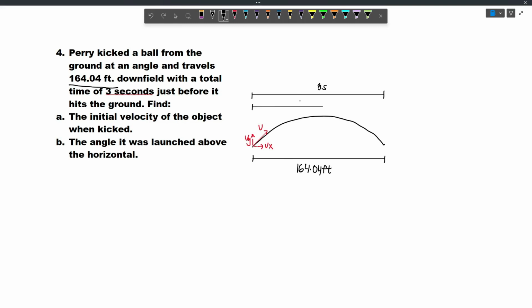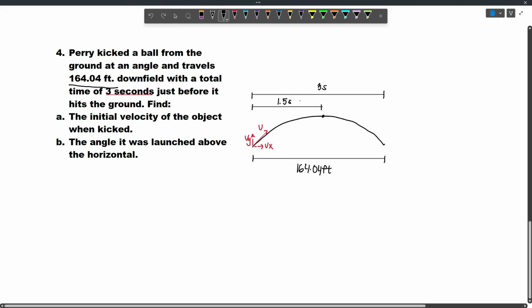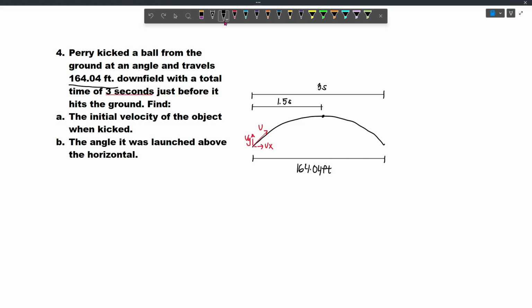From here to the highest point, our figure is symmetrical, so it is half of 3, which will be 1.5 seconds. Using this, we will be able to compute the initial velocity along y. But again, we have two unknowns, since theta, the inclination, is not yet known.